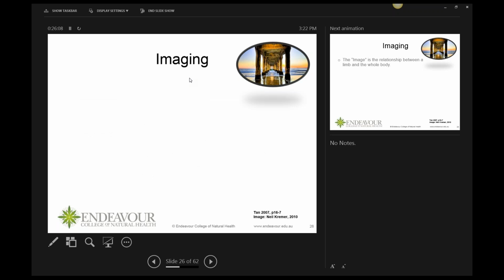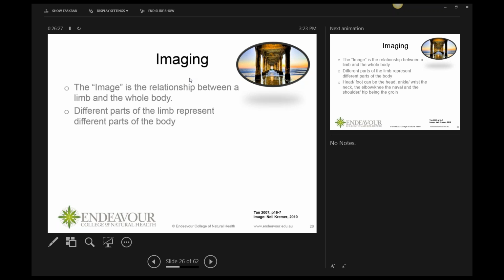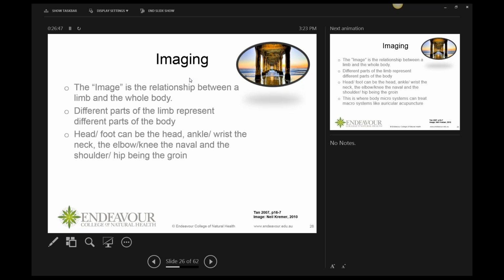Whereas imaging is a relationship between the limb and the whole body. So common ways of doing this, if we look at those handouts, is the hand or the foot is the head, and the limb itself is the torso or the trunk, depending on what terminology you want to use. And again, different parts of the limb represent different parts of the body. So like the wrist might be the neck, and then a little bit further down might be the chest, and just progressively go further down from there, with the elbow being the waist. So again, we're just explaining those diagrams there, saying the elbow and the foot and the head, etc. The navel being the shoulder or the groin.